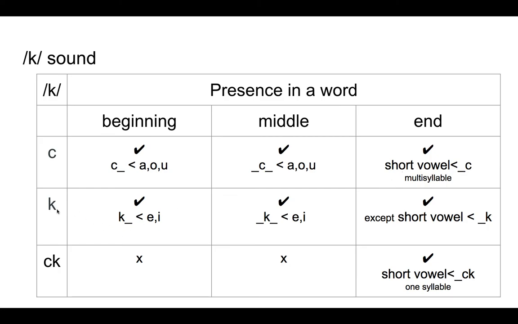The letter K could be used for the k sound at the beginning of a word if it comes before the vowels E or I, and in the middle of the word if it comes before the letters E, Y or I, and at the end of a word K is used for the k sound if it comes after any other letter except a short vowel. The digraph CK comes only at the end of a word for a one syllable word if it comes after a short vowel.